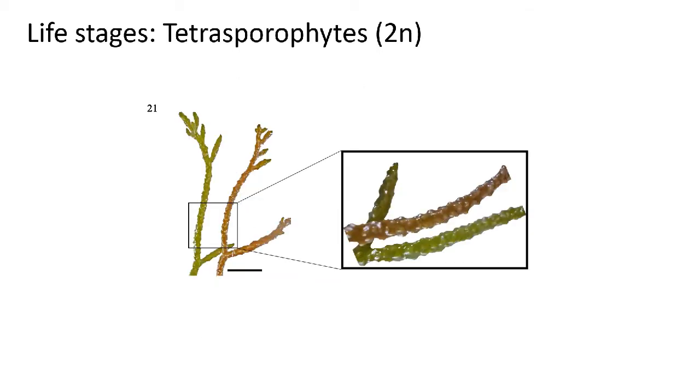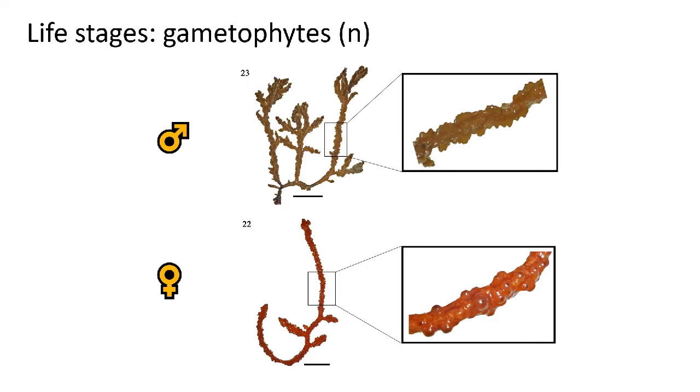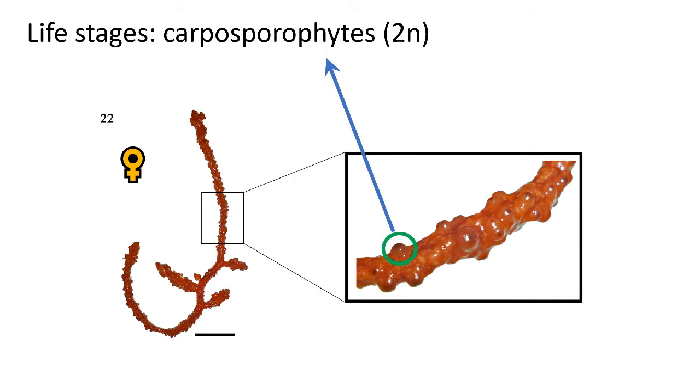This is a sample tetrasporophytic plant, which could be distinguished by this tetrasporangial nemathecia, which is very distinct here, the whitish translucent structure. And these are the male and female gametophytes. You could see here the male gametophyte with this protruding spermatangial nemathecia, and you have here the female gametophytes wherein it has a wart-like structure, which is basically the carposporophyte.